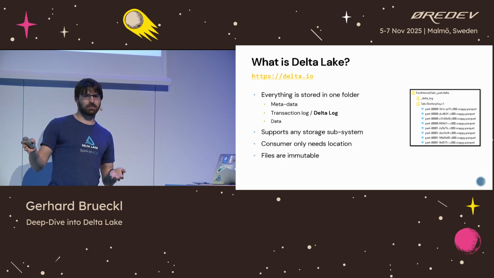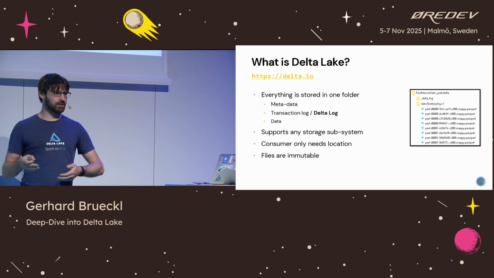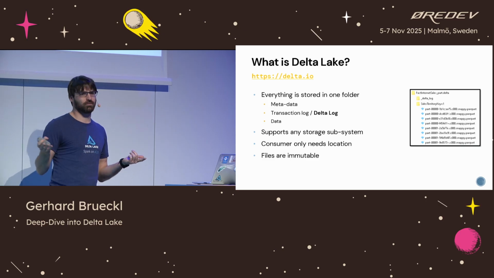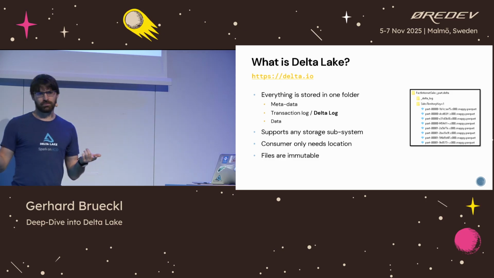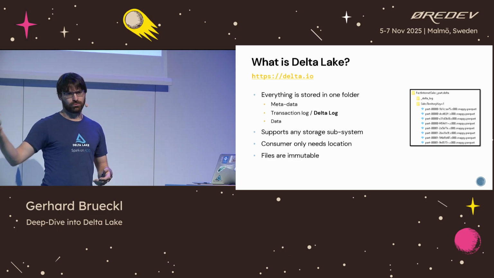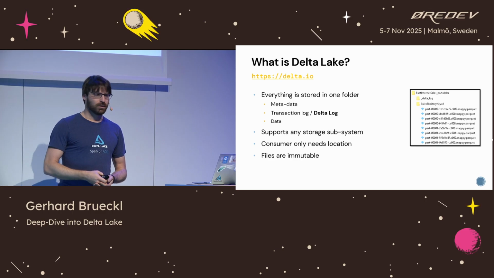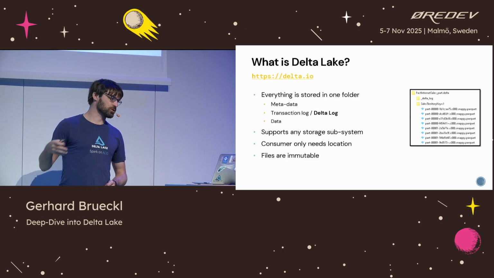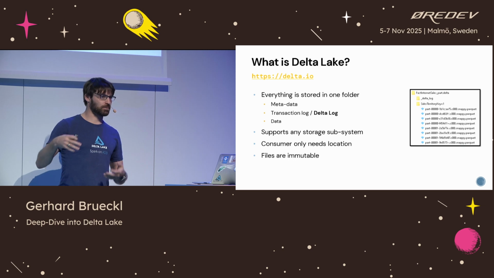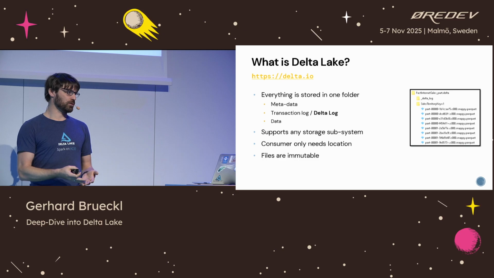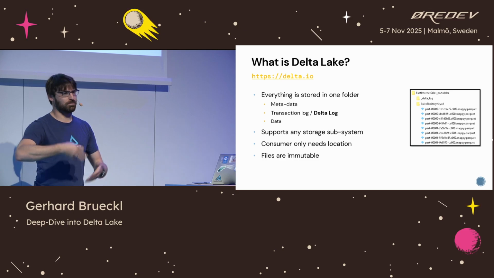A Delta Lake table can be stored on any storage system. It can be an Azure Data Lake store, it can be an S3 bucket, it could even be a local file system. The only thing that you need to know to read the data and to access the Delta Lake table is its location, the root folder. And one very important aspect, especially when it comes to cloud computing and cloud storage: the files that are written as part of the Delta Lake protocol are immutable. So once a file is written, it's not touched anymore. It's not updated per se.